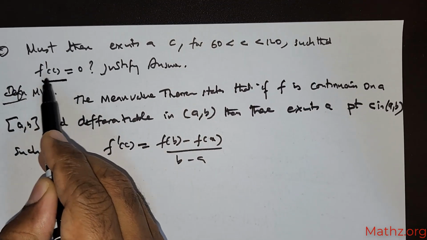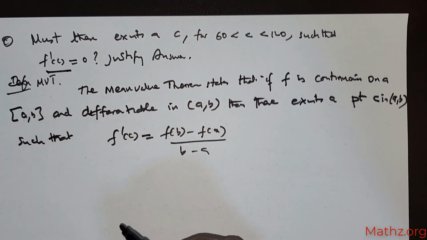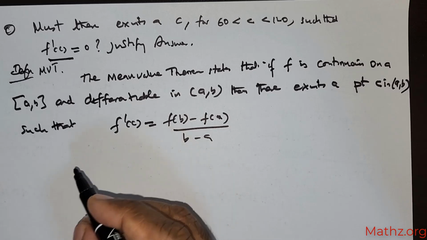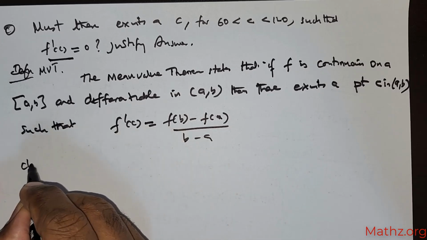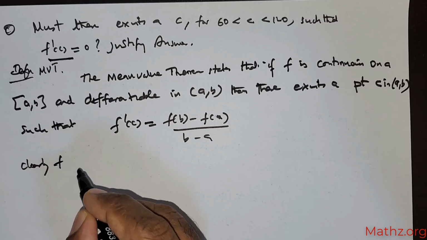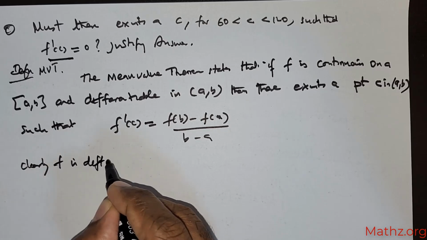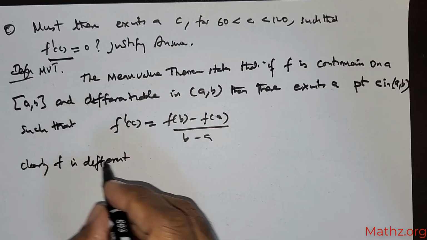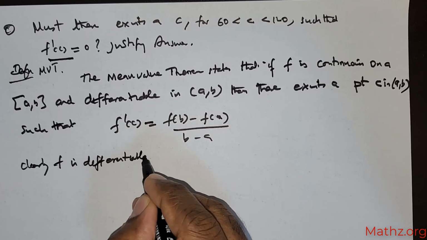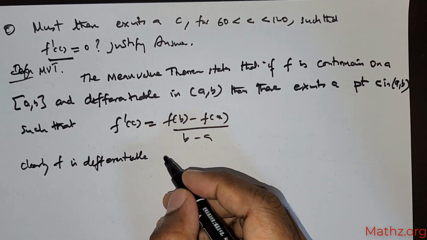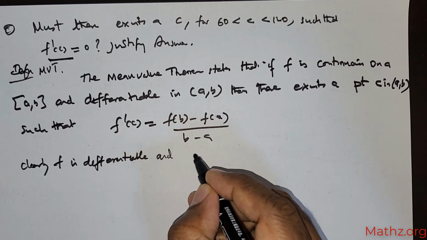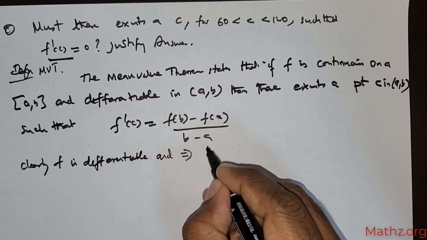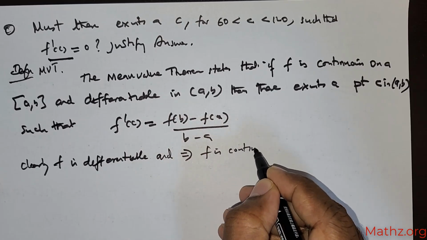Now we are given f dash of C is equal to 0. So how are we going to write the solution for this particular question? Clearly this is how it goes. Clearly f is differentiable, I'm talking about the f given in the question, and that implies f is continuous.